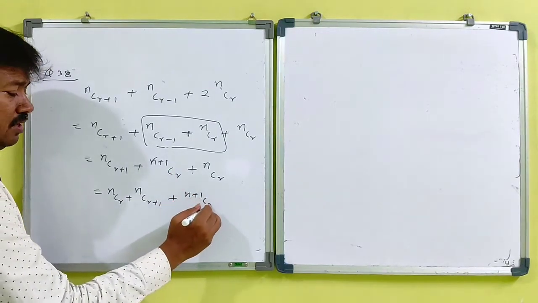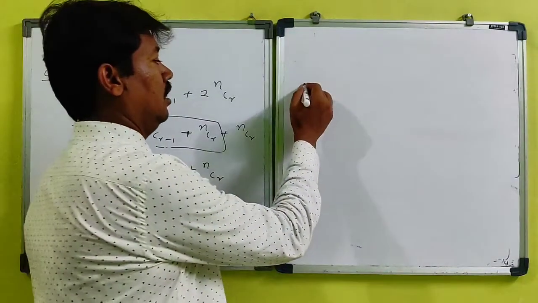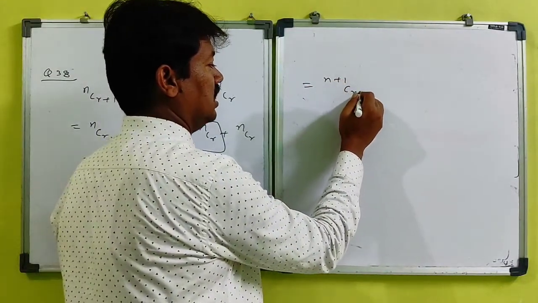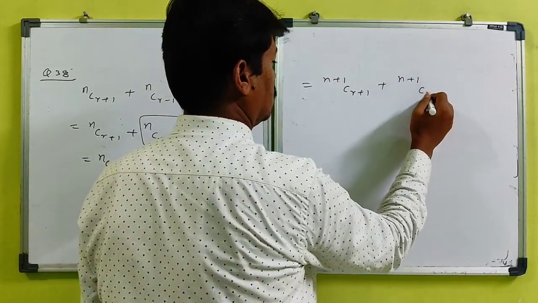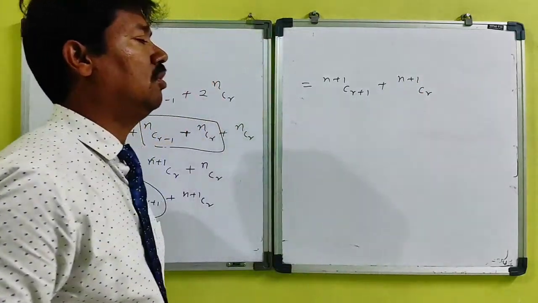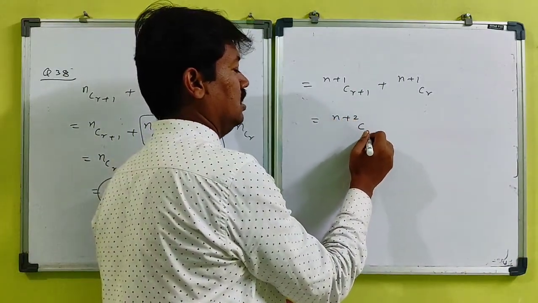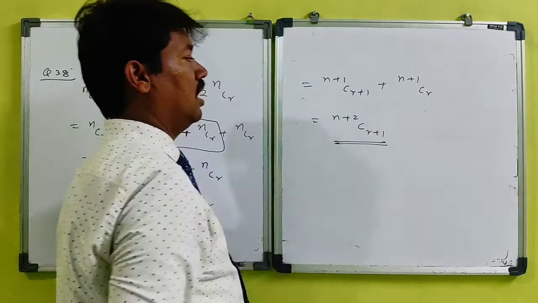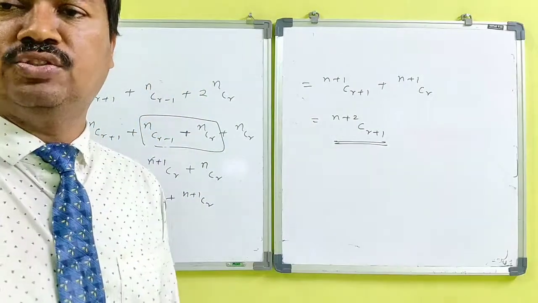This is as it is, n plus 1 Cr. What is the answer for this? It is n plus 1 Cr plus 1, and the other is n plus 1 Cr. Again, now this becomes two consecutive terms, so we extend it further. It is n plus 2 Cr plus 1. So the answer for question 38 is n plus 2 Cr plus 1.